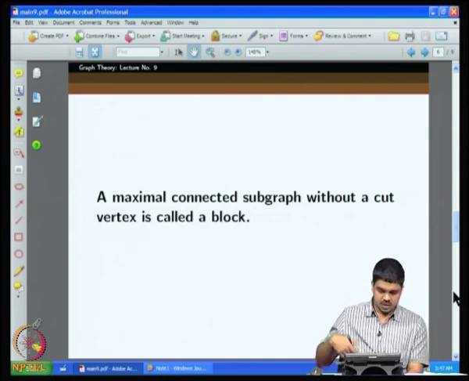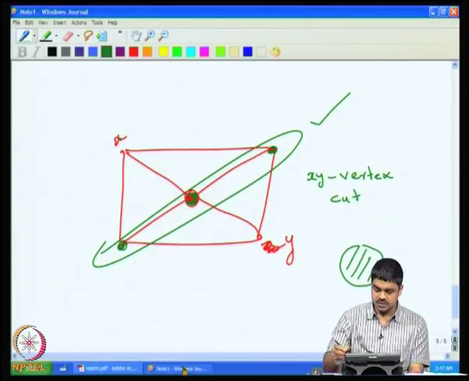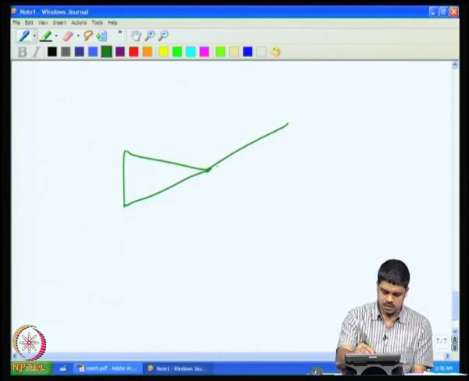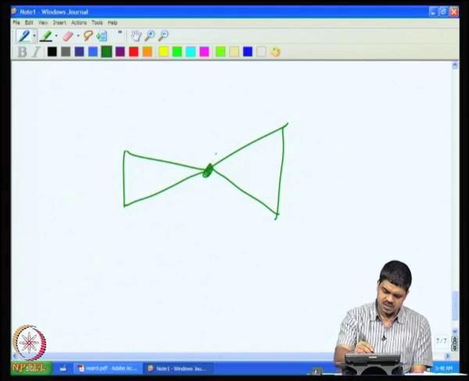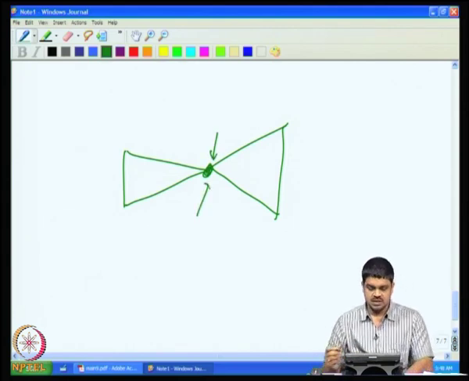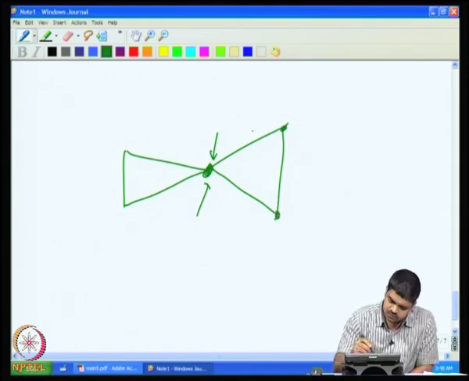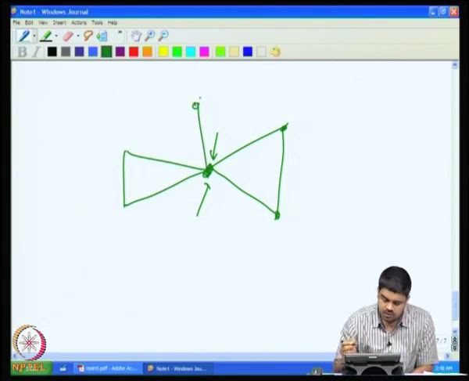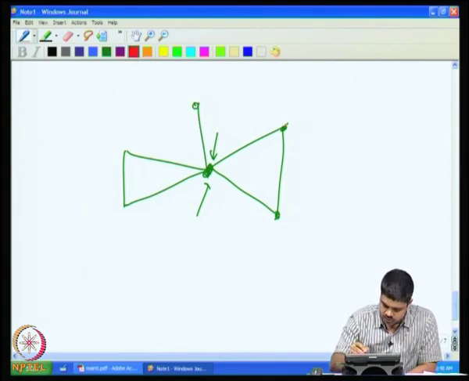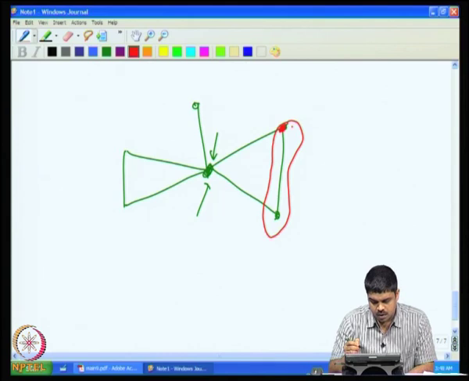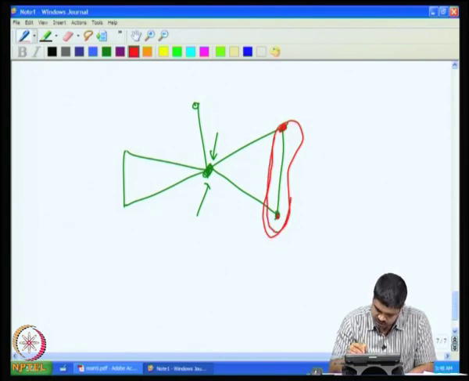What is a cut vertex? In our examples, this is a cut vertex, this is one vertex by removing which the graph gets disconnected, right. So, suppose you are looking for a maximal subgraph, and here suppose I add this also. You look at this one, this is without a cut vertex, because by removing this vertex the graph does not get disconnected, or removing this vertex the graph does not get disconnected. For instance, this alone if I consider.